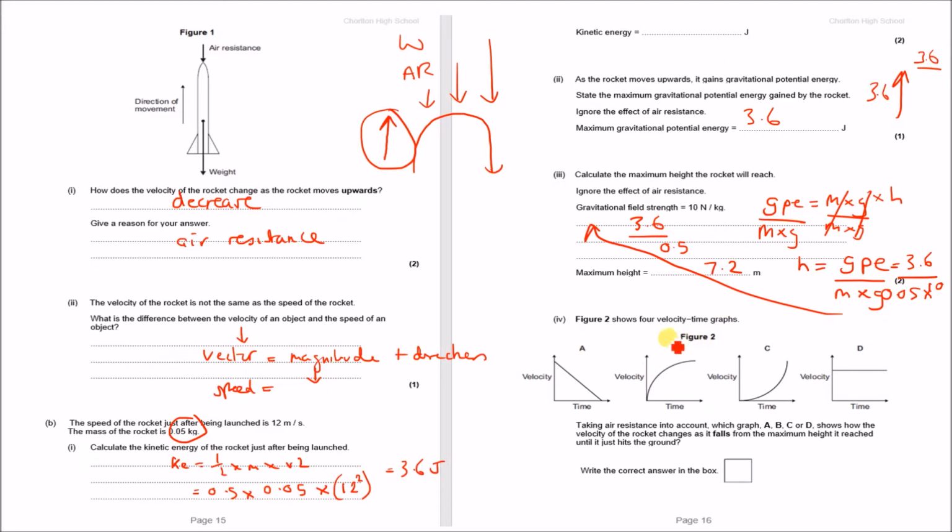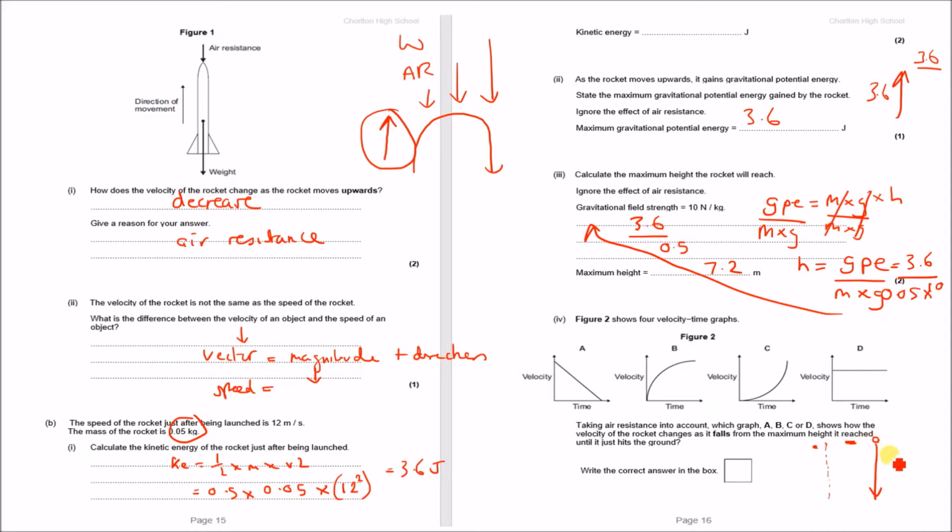Figure 2 shows 4 velocity time graphs. Taking air resistance into account, which graph A, B, C or D shows how the velocity of the rocket changes as it falls from the maximum height it reached until it just hits the ground. Write the correct answer in the box. So you're going to start up here, and when it starts to fall, the initial velocity is going to be 0 meters per second, and as it falls it's going to accelerate. So we need a graph that shows an initial velocity of 0 and then an acceleration.